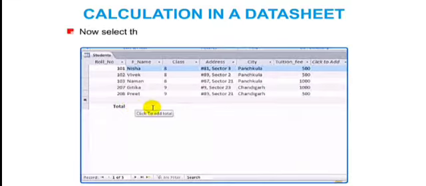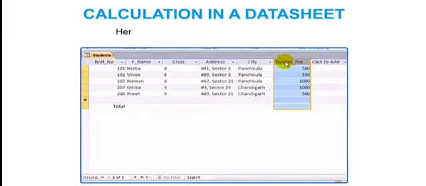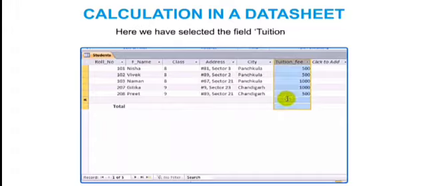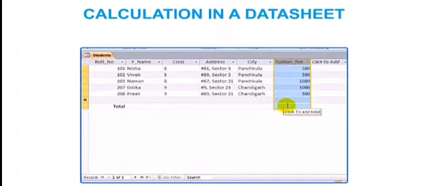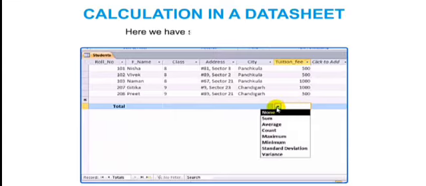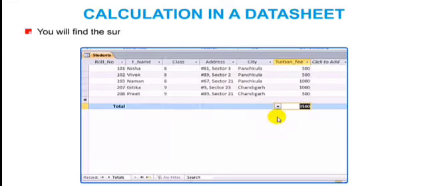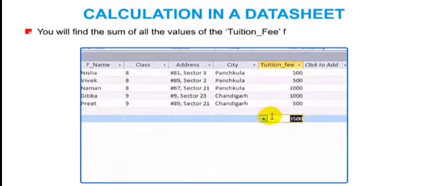Now select the field on which you want to perform the calculation. Here we have selected the field Tuition Fee. Select a function from the list. Here we have selected the sum function. You will find the sum of all the values of the tuition fee field appears on the screen.